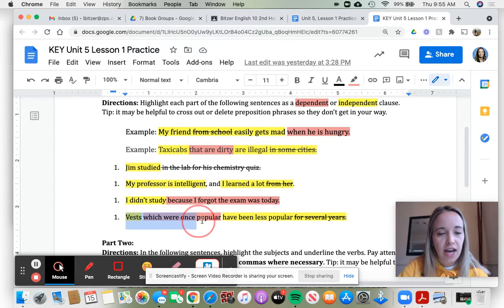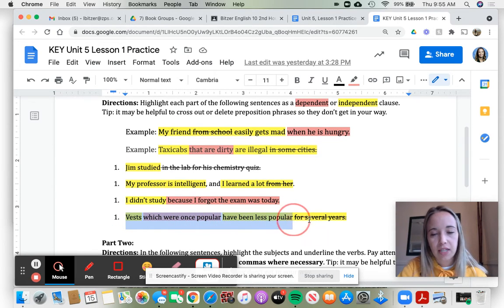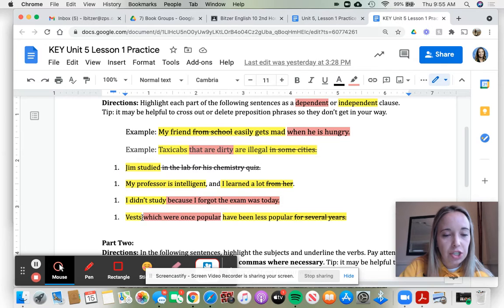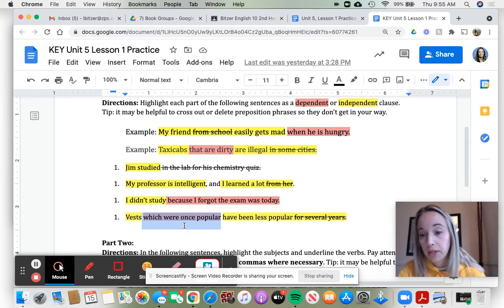This one, vests, which were once popular, have been less popular for several years. For several years is my prepositional phrase that I got out of the way. And then we have an adjective clause, which were once popular, in the middle here. And that is dependent. We couldn't just walk up to someone and say, which were once popular. Doesn't make sense. We could say vests, subject, have been less popular. That's independent. So look out for those clauses that we learned about last unit, adverb and adjective clauses. Those are going to be dependent.